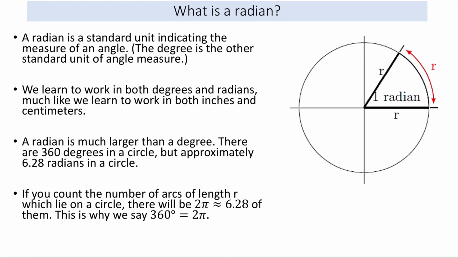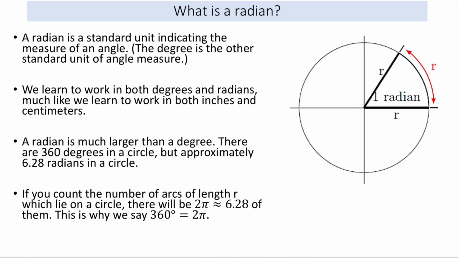So now let's talk about radians. A radian is a standard unit indicating the measure of an angle. We know about degrees already. Degrees are the other standard units of angle measure. We're more accustomed to degrees, but let's see what we mean by a radian.